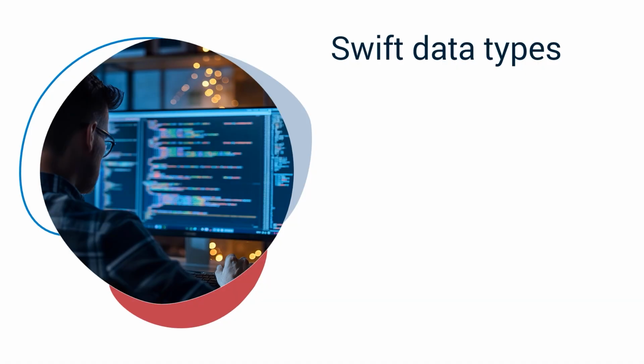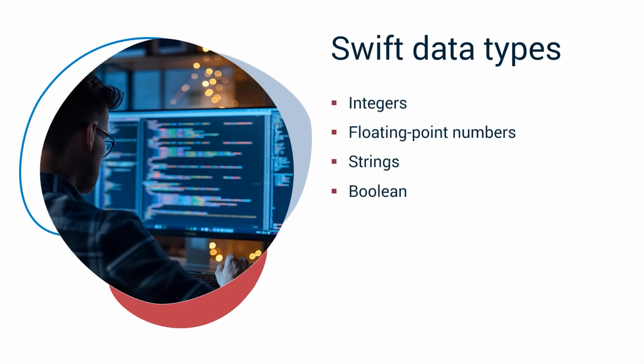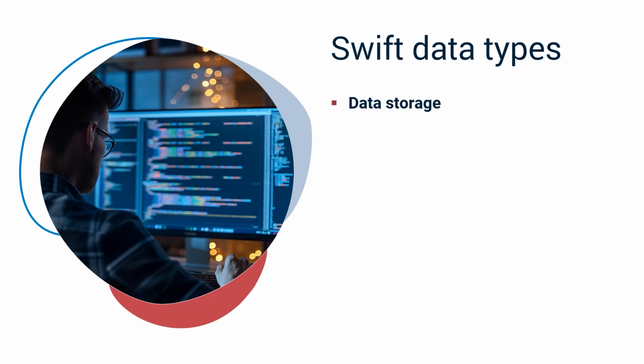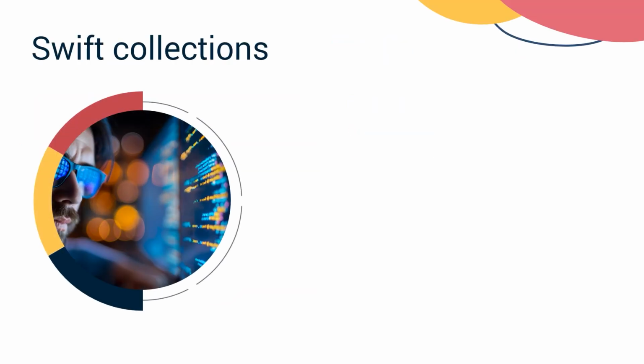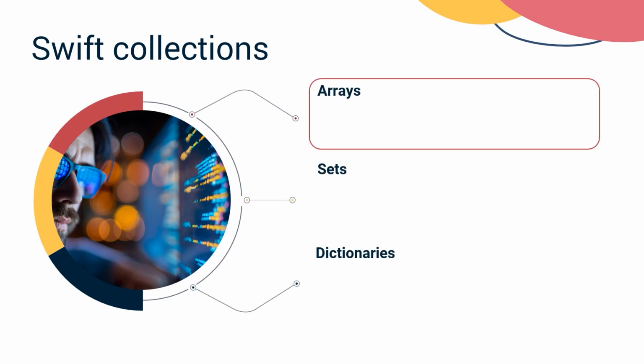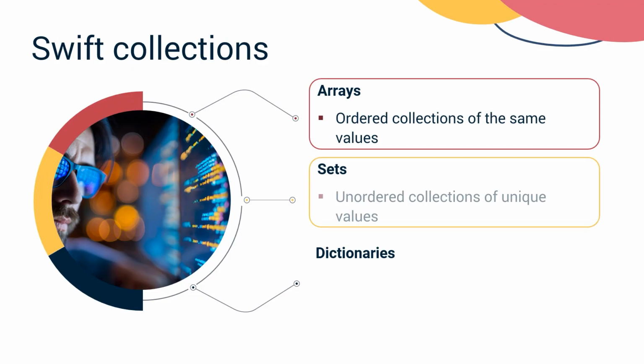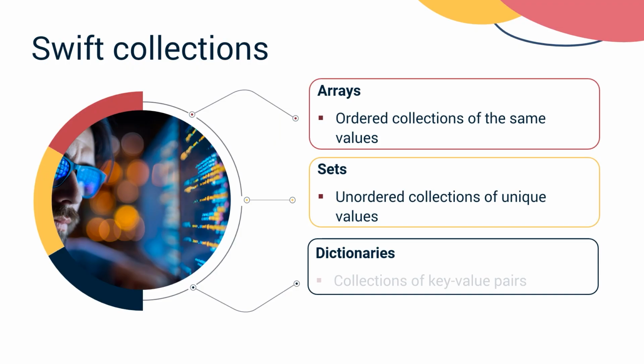The data types in Swift include integers, floating point numbers, strings, and Boolean. There are 2 types of data storage, constants and variables. Swift offers 3 primary types of collections: arrays, sets, and dictionaries. Arrays refer to ordered collections of the same values, whereas sets refer to unordered collections of unique values. Dictionaries refer to collections of key value pairs.